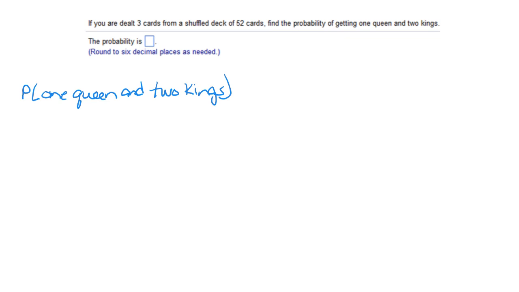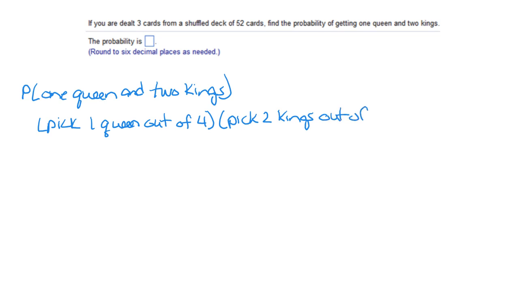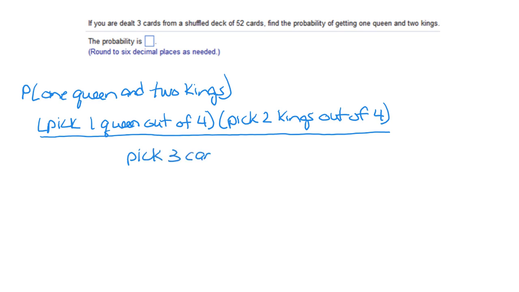Once again, I'll write down my thought process. I need to pick one queen out of the four queens that are in the deck of cards, times, I need to pick two kings out of the four kings that are in the deck of cards, all divided by, since I'm picking one queen and two kings, a total of three cards, so I'm going to pick three cards out of a total of 52 cards.